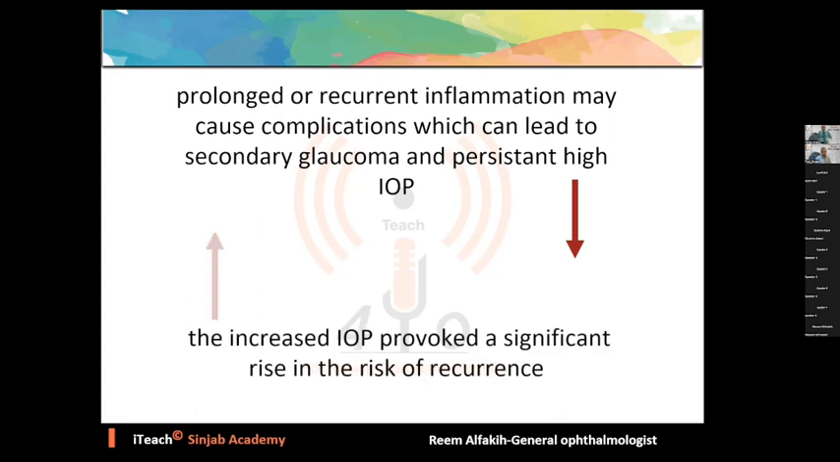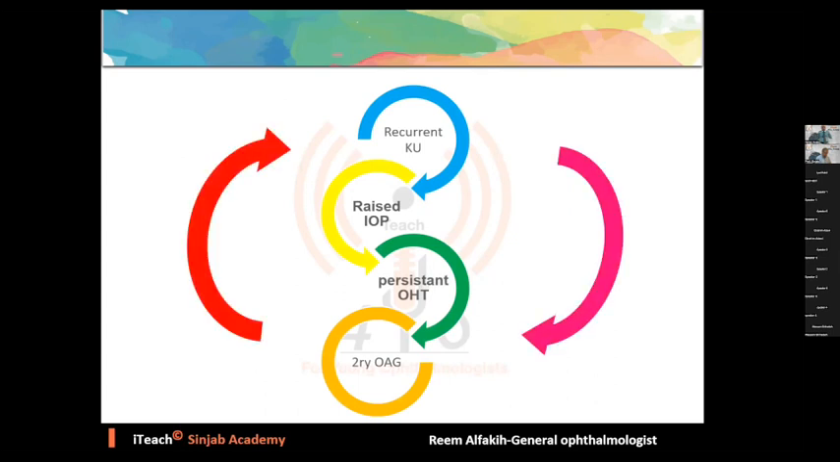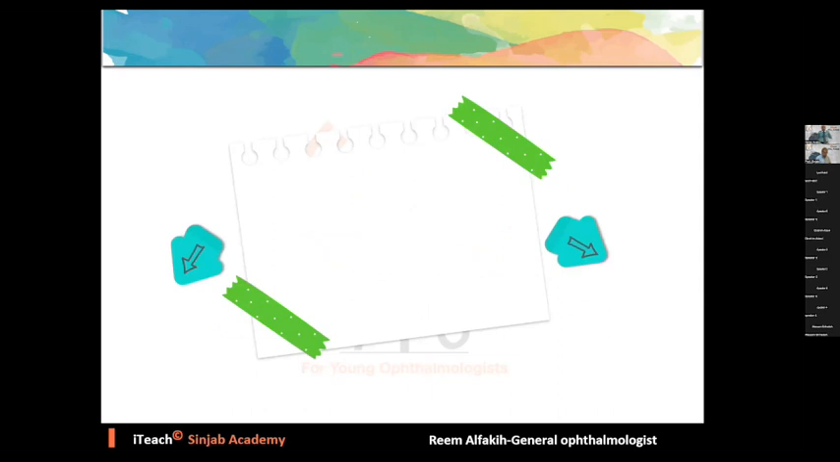So we can say that prolonged or recurrent inflammation may cause complications which can lead to secondary glaucoma and persistent high IOP. And in turn, the increased IOP provoked a significant rise in the risk of recurrence. It could be simplified by this illustration. A recurrent keratouveitis would lead to raised IOP with persistent ocular hypertension, secondary open-angle glaucoma, and this would increase the risk of recurrence, and a vicious cycle would be present.